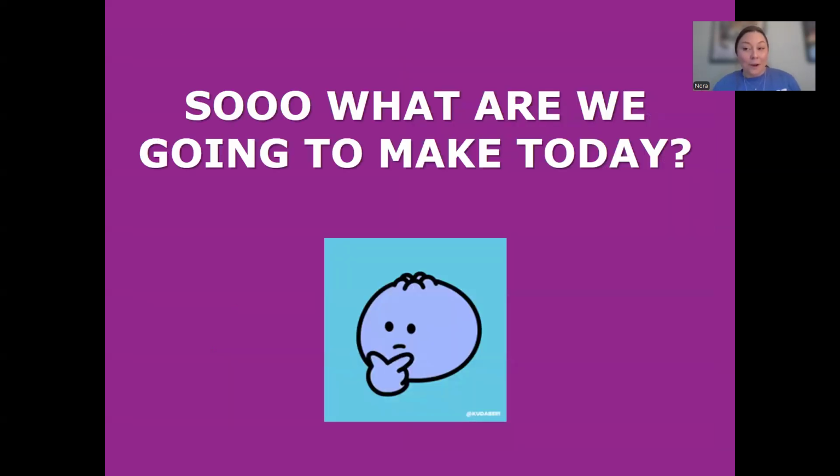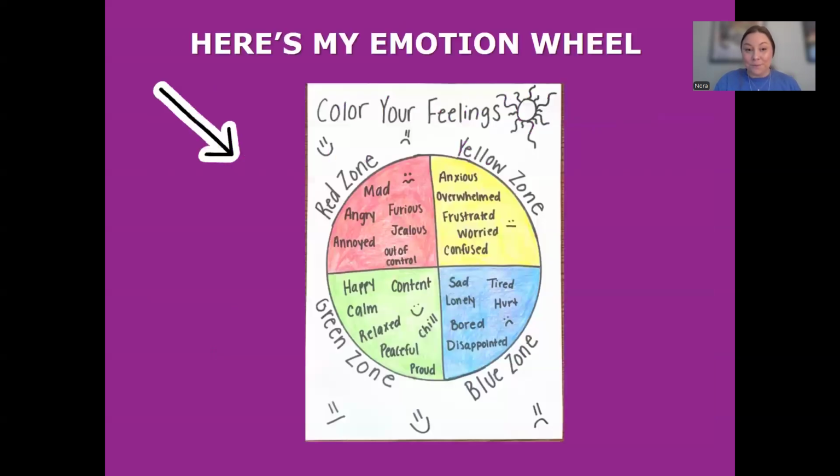So, what are we going to actually make today? I'm going to show you. Here's an example of my emotions wheel. I broke my wheel into the four colors. I was really trying to stick with the Inside Out characters as my guide when making this. As you can see, we have red, yellow, green, and blue.